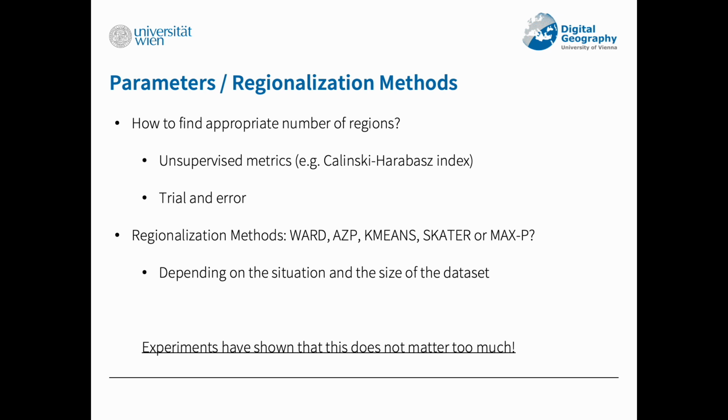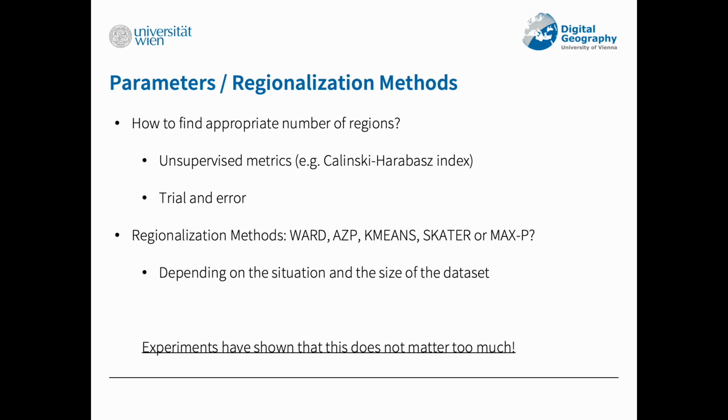To implement RegRF, a few questions need to be answered. The most obvious one is how many regions to look for. There are a few options for this. One of them is using unsupervised evaluation metrics like the Calinski-Harabasz index, but experiments have shown that the best predictive performance of RegRF is not connected with the best number of regions regarding this index. Of course, trial and error is also possible in cases where this is feasible for the user.